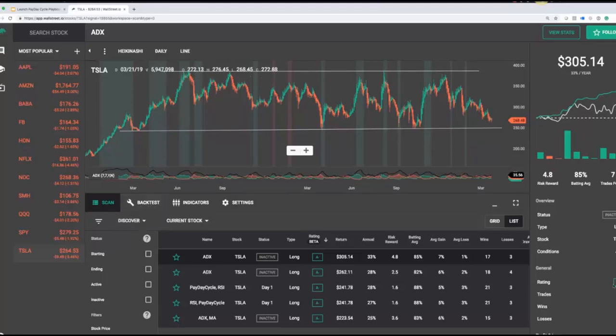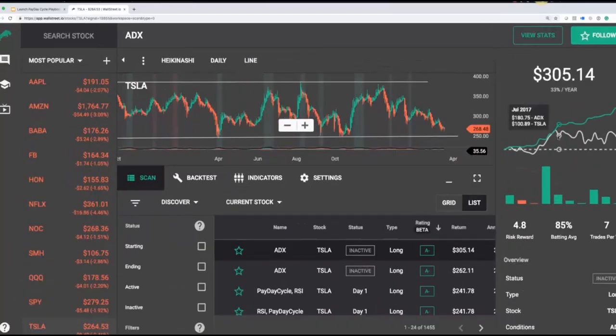But it's an A- setup, which is pretty good. This happens 7 times a year. It's got an 85% batting average with Tesla, 4.8 risk reward. One of the more impressive things is you can see how this stock has been going sideways. This white line on our profitability panel shows you the stock. You can see it's been going sideways, while the strategy itself has been going up and up and up, right? This is a mark of a really good strategy, when the stock goes nowhere and the strategy just keeps profiting.